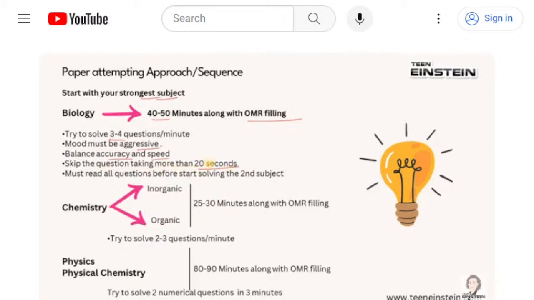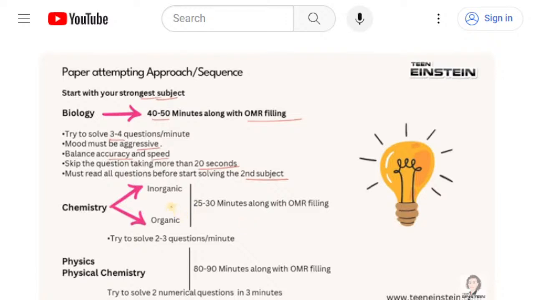Here you should not recall or rethink too much, which will just waste your time. But I'll suggest you to read all the questions before you go for the second subject. Now, in the second subject, some people may go for physics, some people may go for chemistry according to their convenience. Like some people may be very much strong in physics and some are very much strong in chemistry.